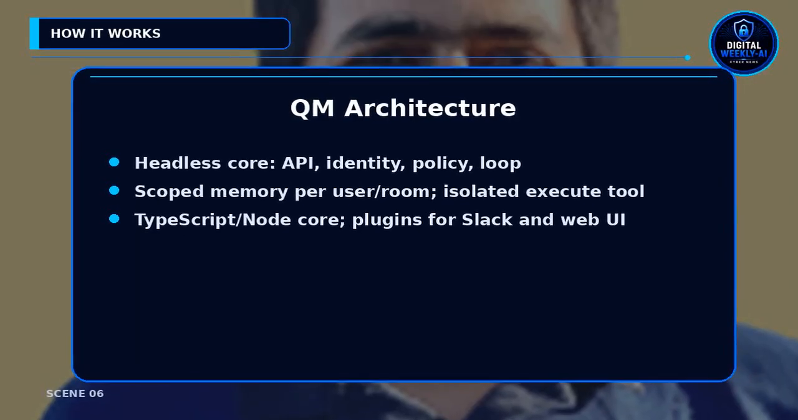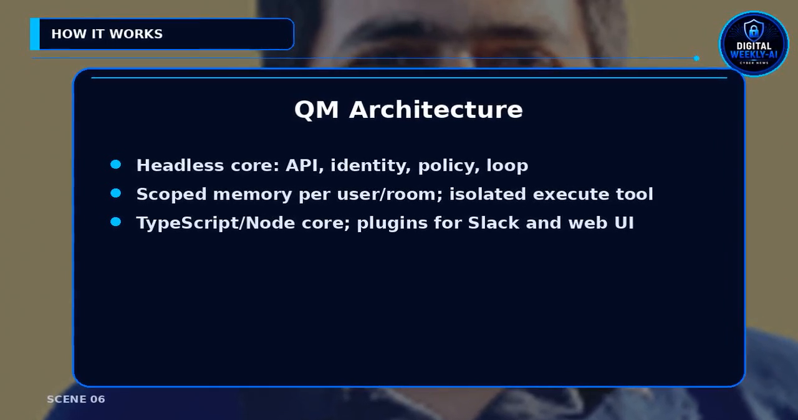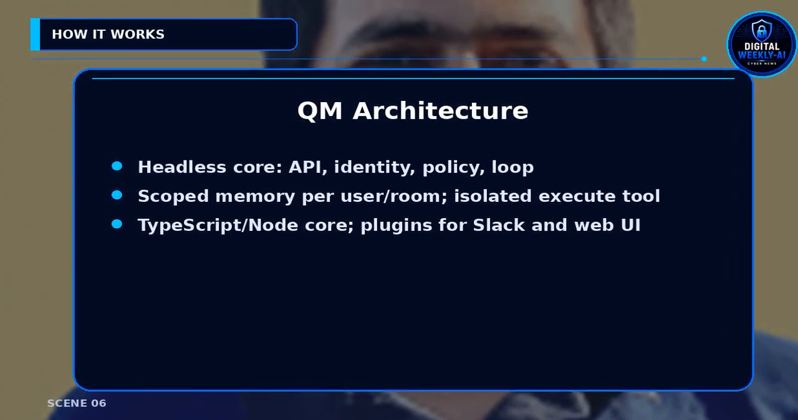QM's headless core manages API, identity, policy, and the agent loop. Each user and room has scoped memory, files, a keychain view, permissions, and crons. Tool calls run in an isolated sandbox. Execute is a scoped tool. The core runs TypeScript on Node with Fastify. Slack uses Bolt, and the web UI uses Vite and Lit. The repository includes security.md for deployers to review.